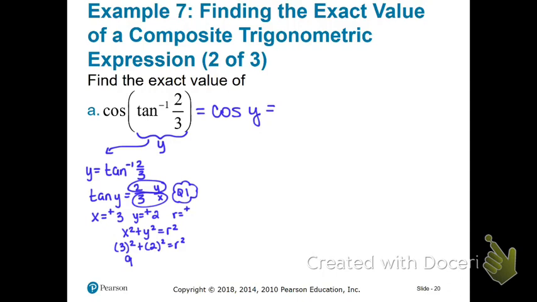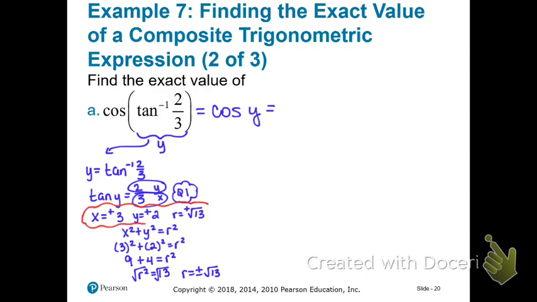Keep solving. So 9 plus 4 equals r squared. So r squared is 13. Take the square root, and we know r is equal to plus or minus square root of 13. But we want the positive because r is a radius, so it's always positive. So I'm going to bring the positive square root of 13 up there.